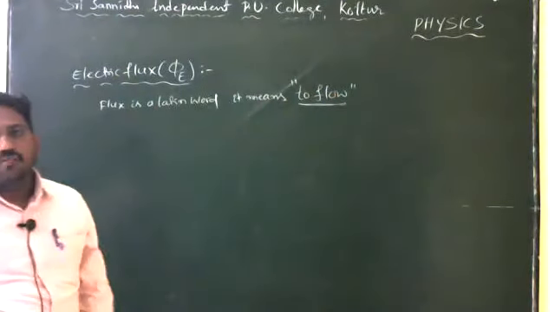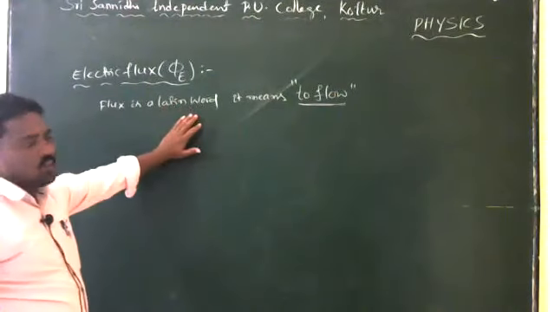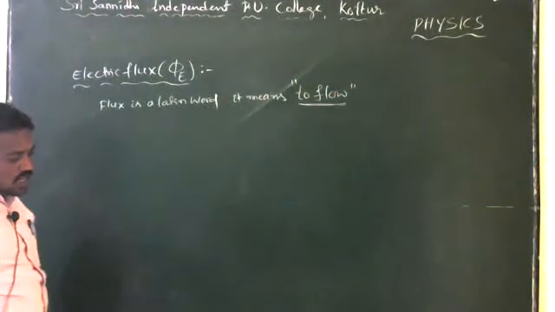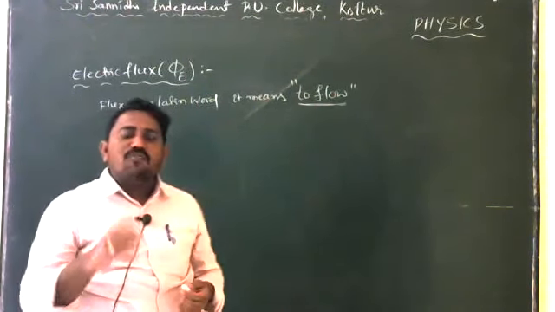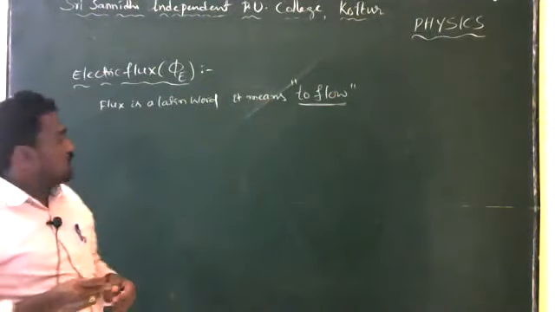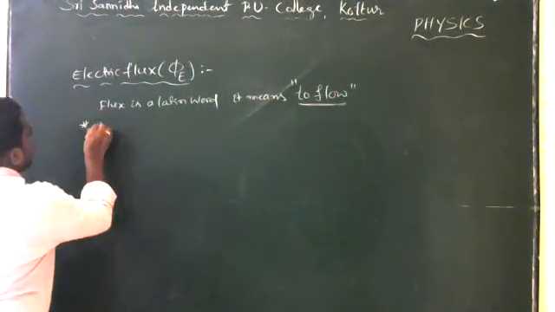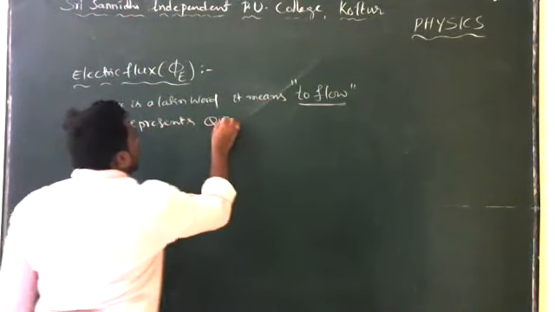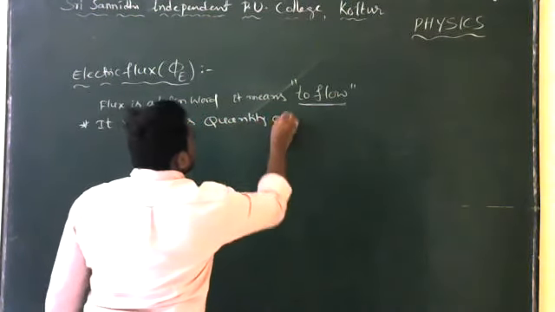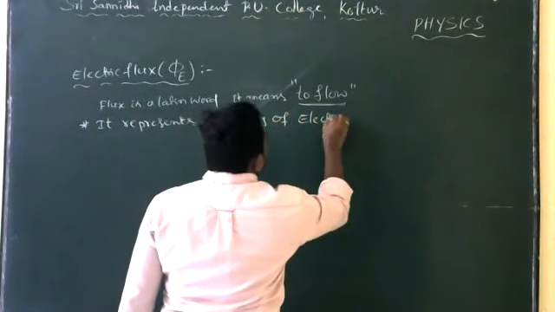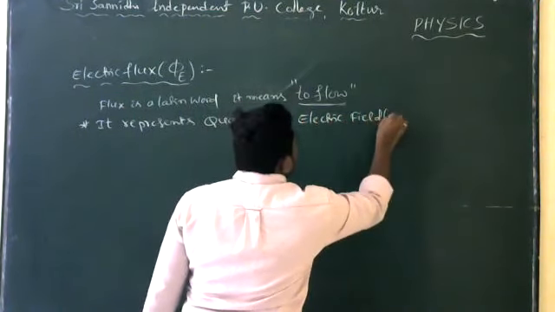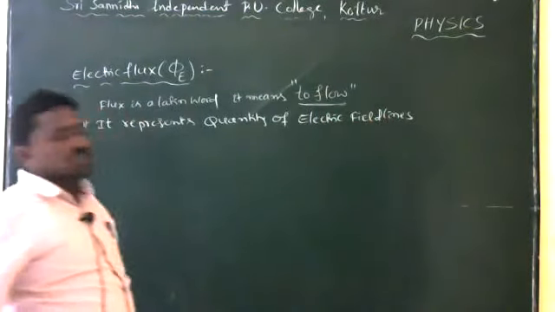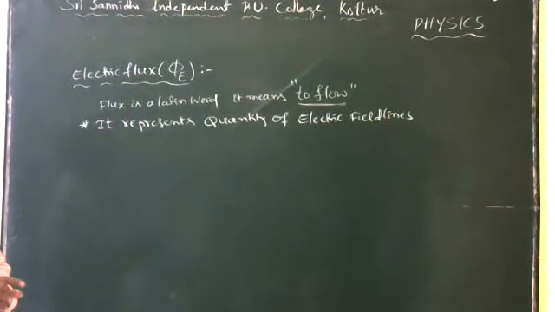So flow represents quantity. Flux is a Latin word, it means to flow. So what is the definition for electric flux? Electric flux represents the quantity of electric field lines. So this is electric flux.